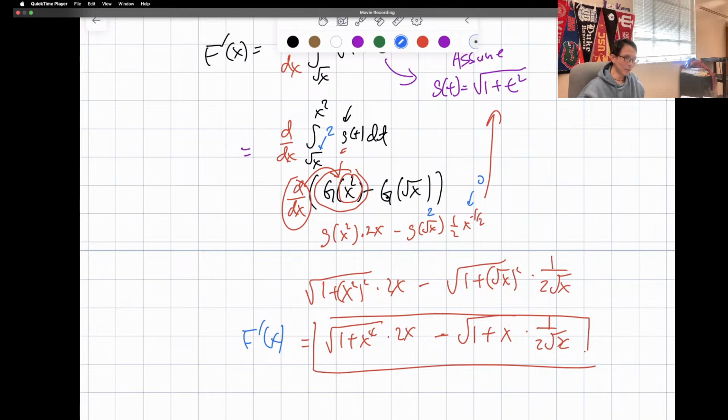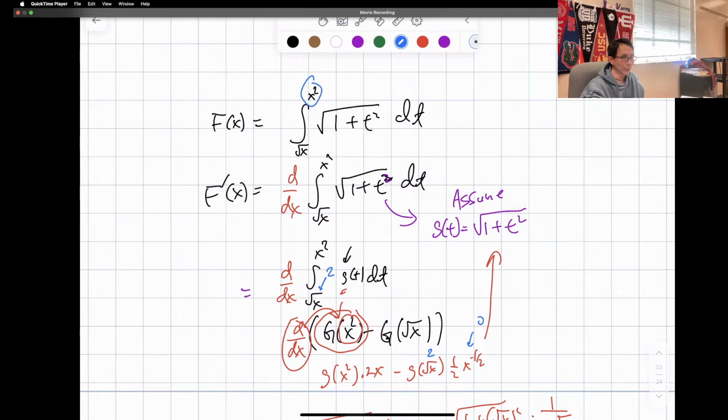Usually, let me give you a clue. Write it down. If a boundary is a variable, usually they will ask you what the derivative of that is. Okay, see you tomorrow. Bye-bye.